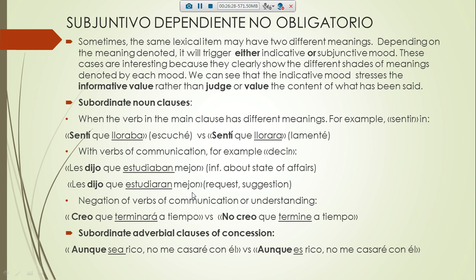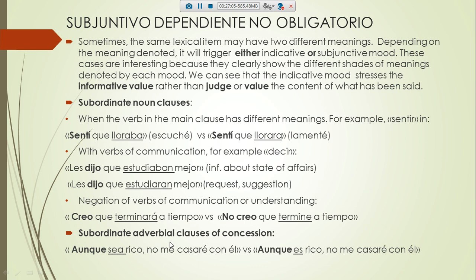Negation of verbs of communication or understanding. Creo que terminará a tiempo, presente simple del indicativo, versus no creo que termine a tiempo, presente del subjuntivo. So again, what triggers the use of the subjunctive mood in this case is not the meaning of the verb, but the negative adverb, no, the fact that the verb has been negated. So there's certainty here, but uncertainty in this other sentence.